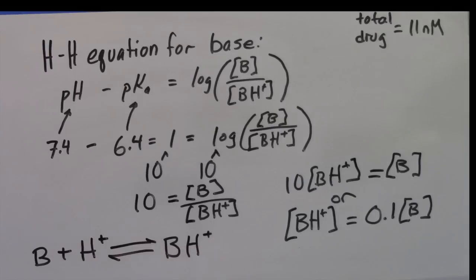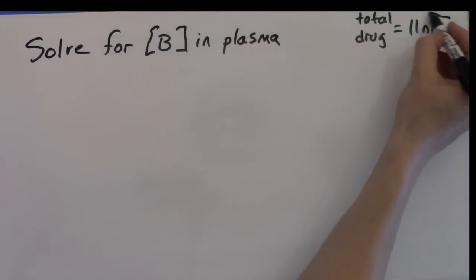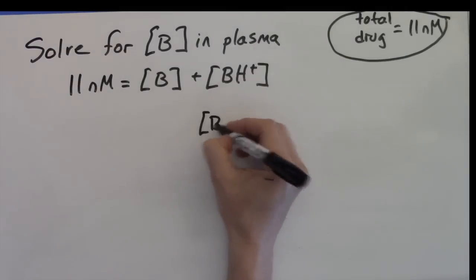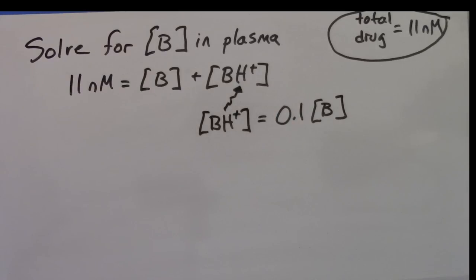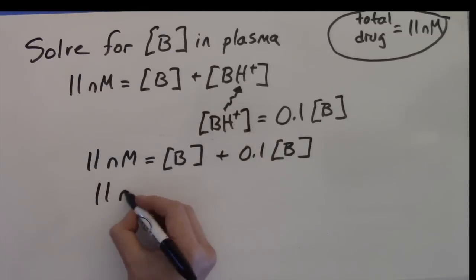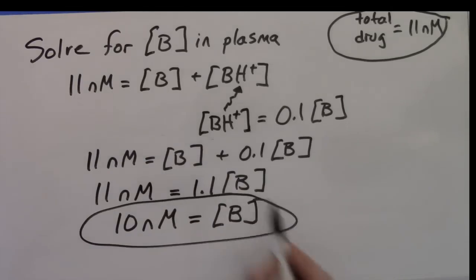So here's the equilibrium again. This is what we'd expect for a weak base in a situation where the pH is more basic than the pKa. The basic solution removes H+, and so the equilibrium gets shifted toward dissociation of the BH+, to produce more H+ and B. Now let's solve to get the exact concentration for un-ionized B. We already know the total drug concentration is 11 nanomolar. This is B plus BH+. So we are going to plug in BH+, which we know to be 0.1 times B. Now we can solve for the exact concentration of B. So B plus 0.1B equals 11 nanomolar. And so 1.1B equals 11. So dividing both sides by 1.1, we find that B must be 10 nanomolar.